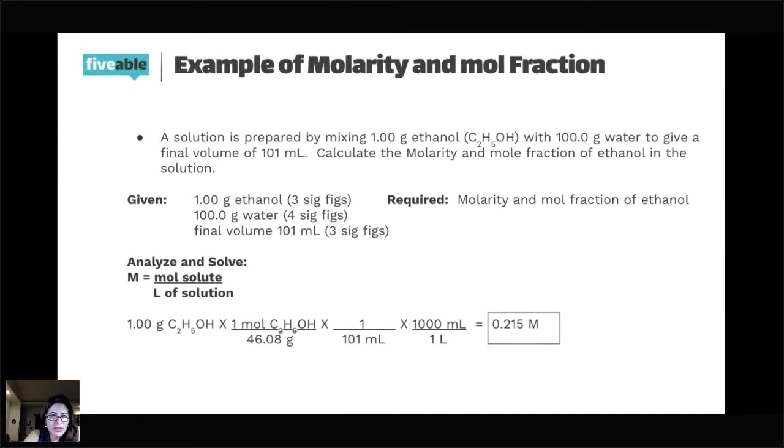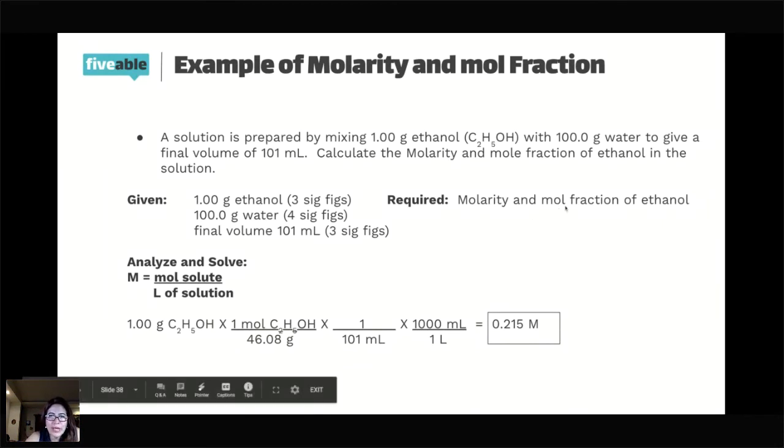Any questions on how to solve this problem? The definition of molarity is moles of solute over liters of solution. Okay, excellent. So now we need to move on to calculate the mole fraction.